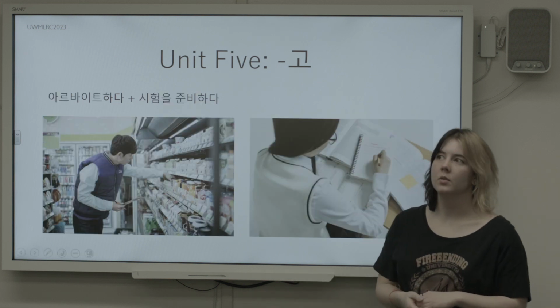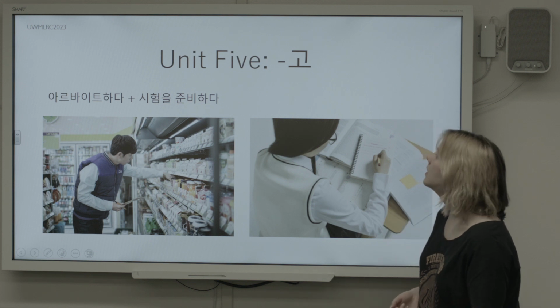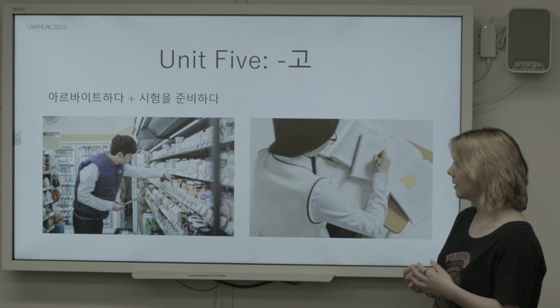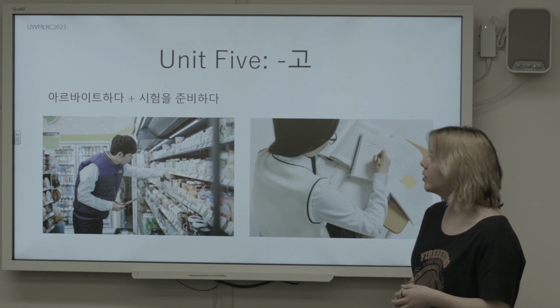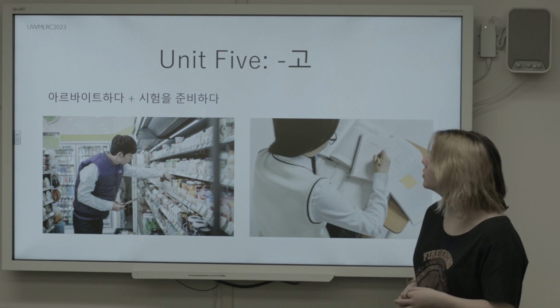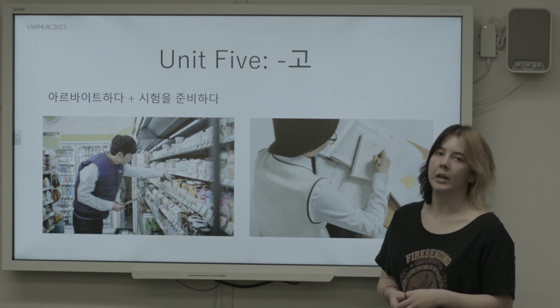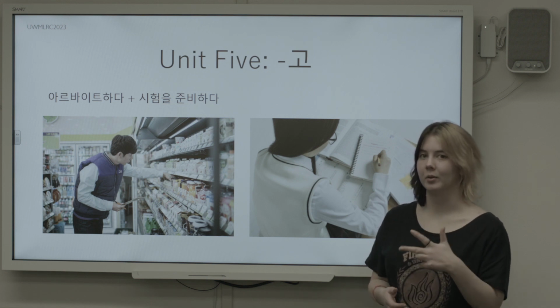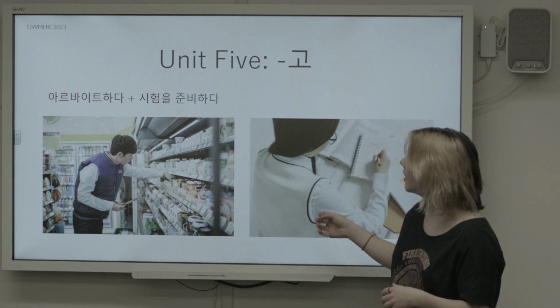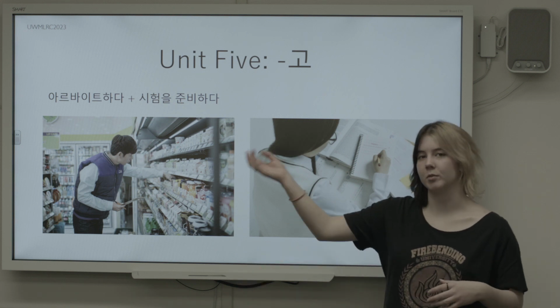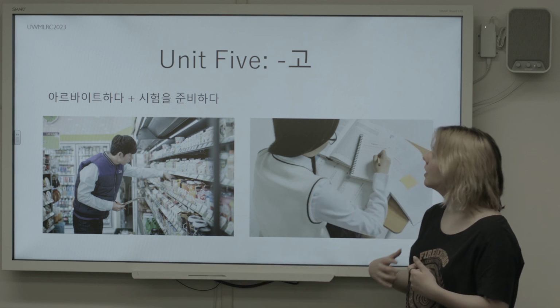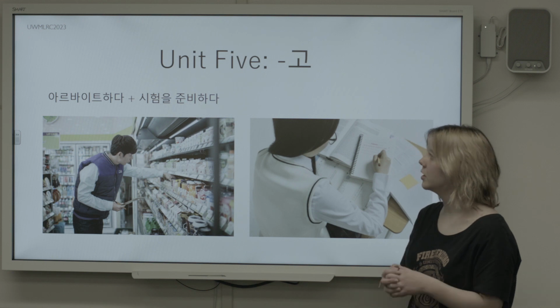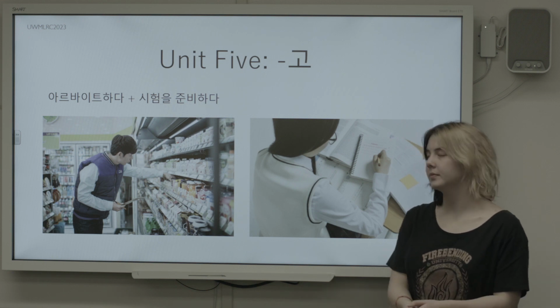아르바이트하다, to work a part-time job. 시험을 준비하다, to prepare for an exam. 아르바이트하고 시험을 준비해야 해요. Combine the -아야/어야 해요 form for this. I have to work my part-time job and I have to prepare for the exam. 아르바이트하고 시험을 준비해야 해요.